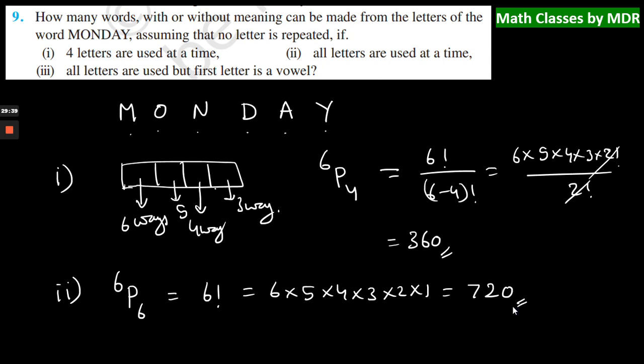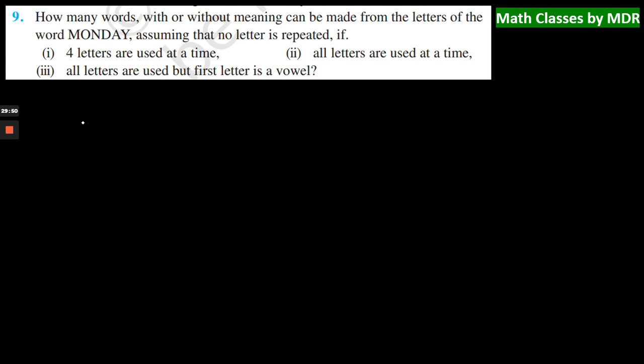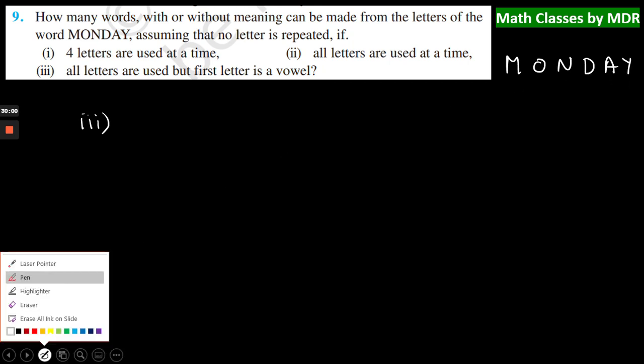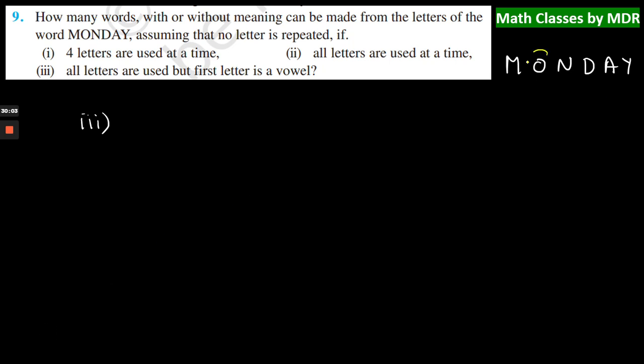All letters are used, but the first letter is a vowel. Okay, sorry, it's not the first 2 letters. The first letter is a vowel. Let's see that. Out of MONDAY, we have total 6 letters. Out of 6, how many vowels are there? We have this one as a vowel and this one as a vowel. So O and A, 2 vowels are available.